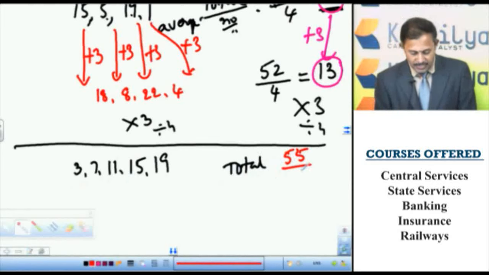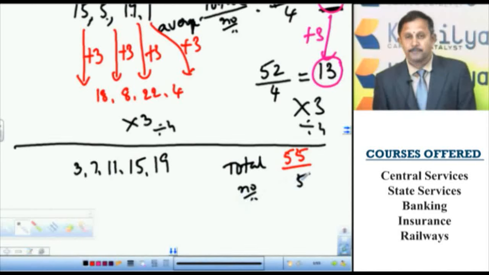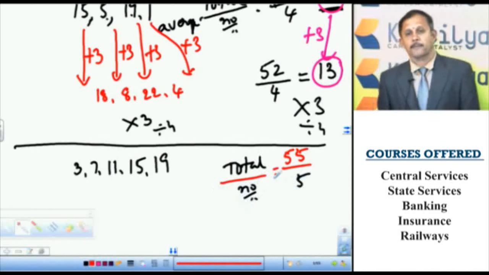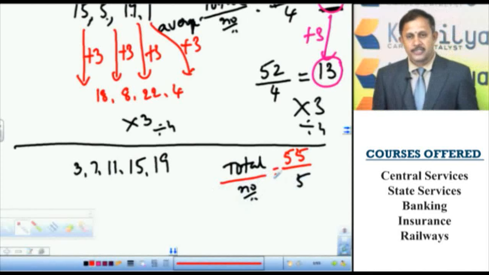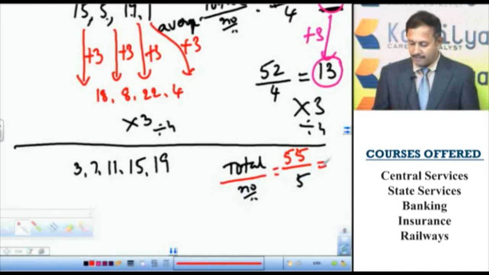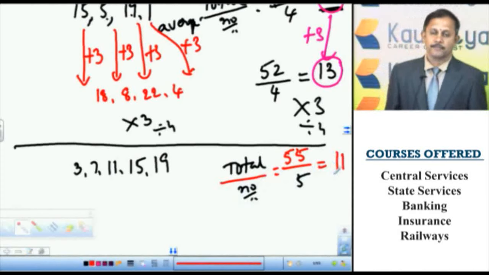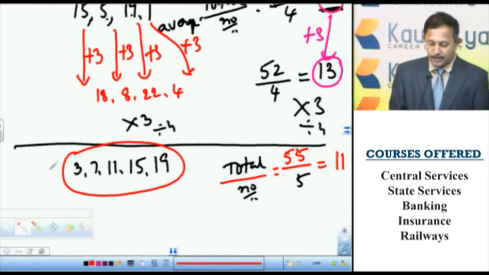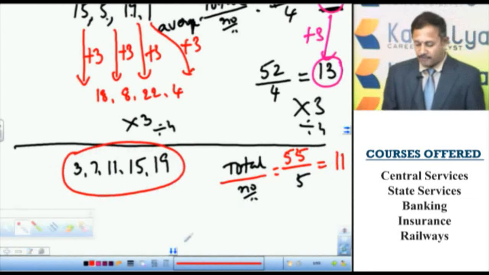What is the number of elements here? Here the number of elements is 5. Then what is the formula for average? Total by number. So here the total is 55 and the number of elements is 5. So therefore the average is equal to 11. I have given a set of 5 elements, the total is 55, and there are 5 elements.